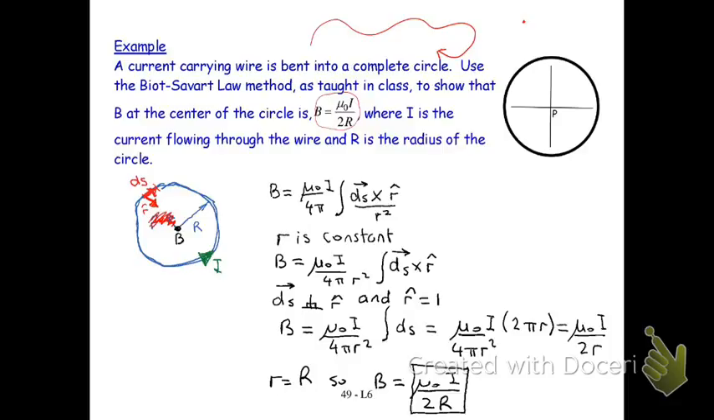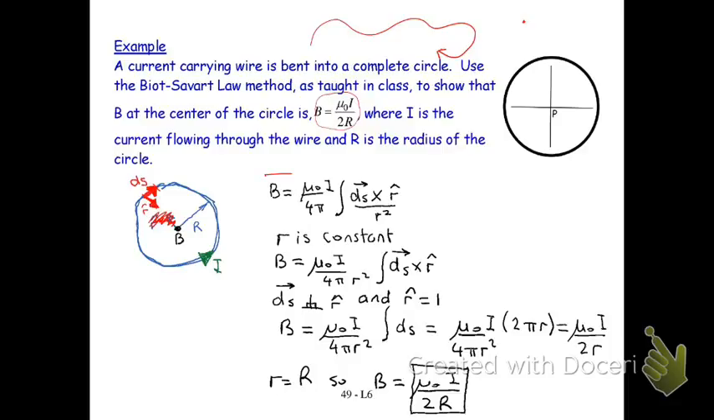So first of all, we visualize. I have my circle, and I have my little length of interest, my ds. It's the length of the current carrying segment of wire. And I have my little unit vector pointing along the radius towards the center, which is my point of interest. And I note my current in there, I note my radius of my circle.